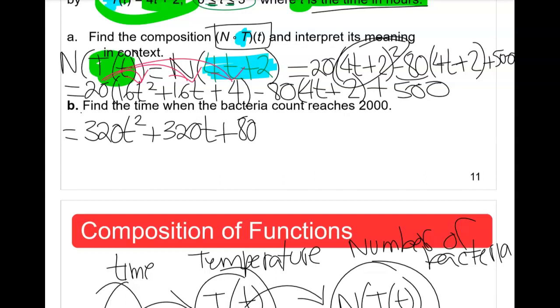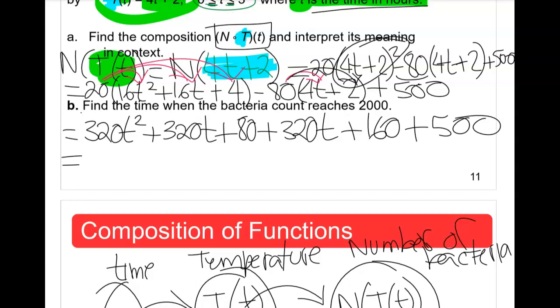And then I'm going to distribute here the 80. So 80 times 4t is equal to 320t. And then 80 times 2 is equal to 160. And then we have a plus 500. So I'm going to combine like terms. And we have here 320.